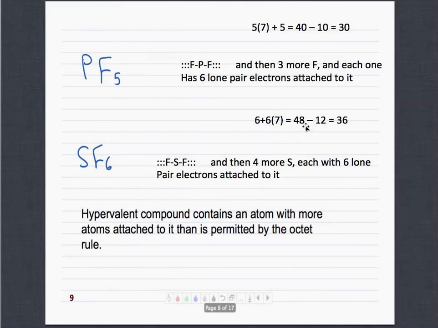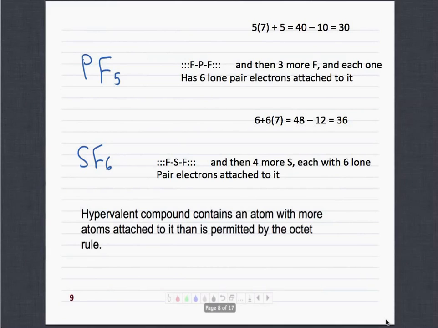I have 6 bonds times 2, each bond corresponds to 2 electrons, minus 12 electrons in bonding. So I end up with 36 electrons. I'm going to put 6 electrons on each fluorine, so that's going to end up to 36 electrons. And that would be the Lewis structure of SF6. Okay?